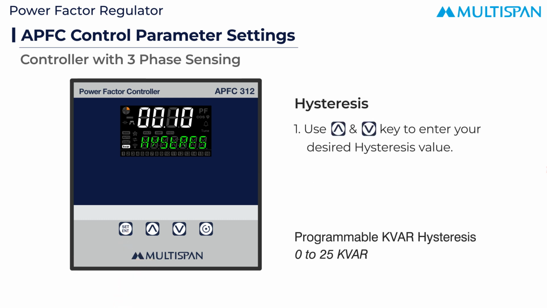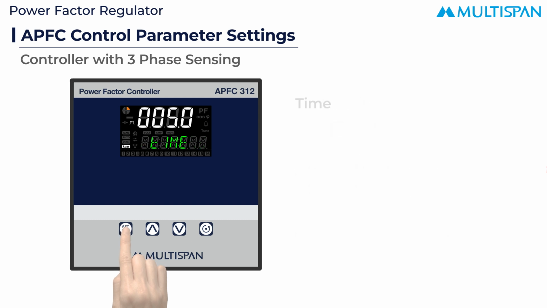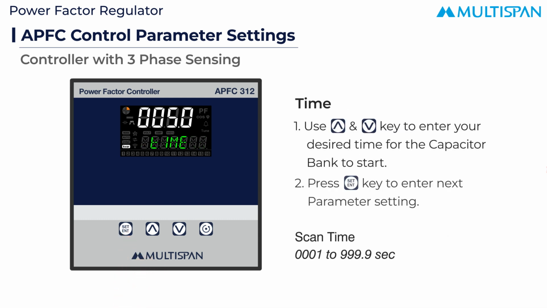Any capacitor bank will turn on only when the required KVAR value matches the value you set here. Lastly, it will display the capacitor bank switching time, where you can configure the time settings as needed.